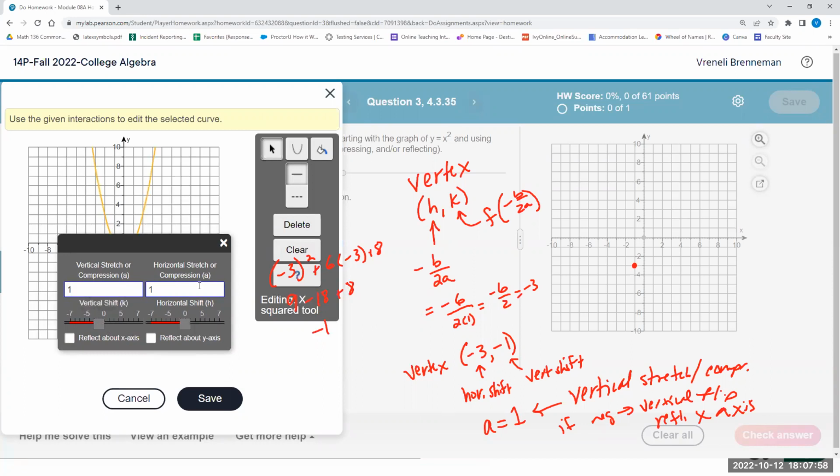So that's minus 1. For the horizontal stretch or compression, you should never be putting anything there. You just leave that as 1. They have a on both of those, but you're going to do that just on the vertical. The horizontal shift is h, which is the x coordinate of the vertex. So that's -3.